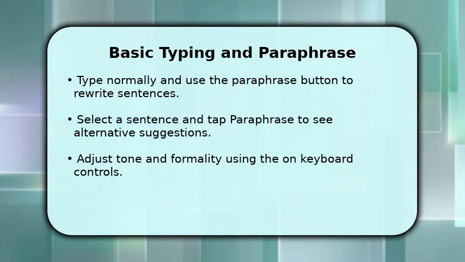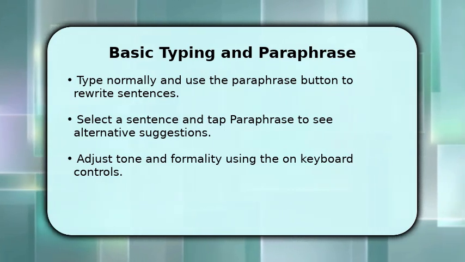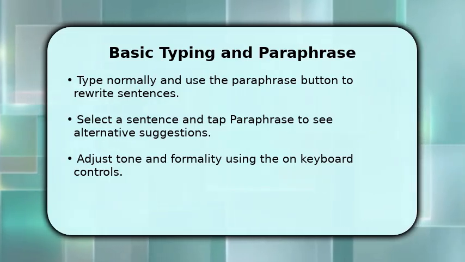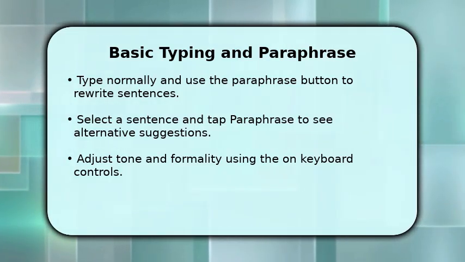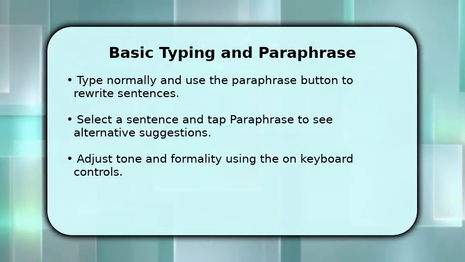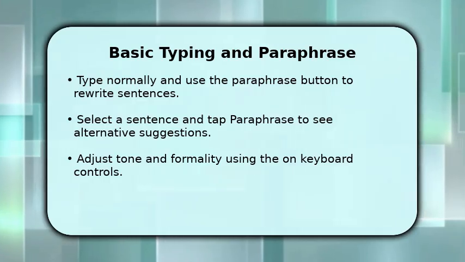Type normally into any app using the Quillbot keyboard like you would with any keyboard. When you want to rewrite a sentence, select it and tap the paraphrase button on the keyboard. The keyboard generates alternative suggestions and presents them inline for quick replacement.